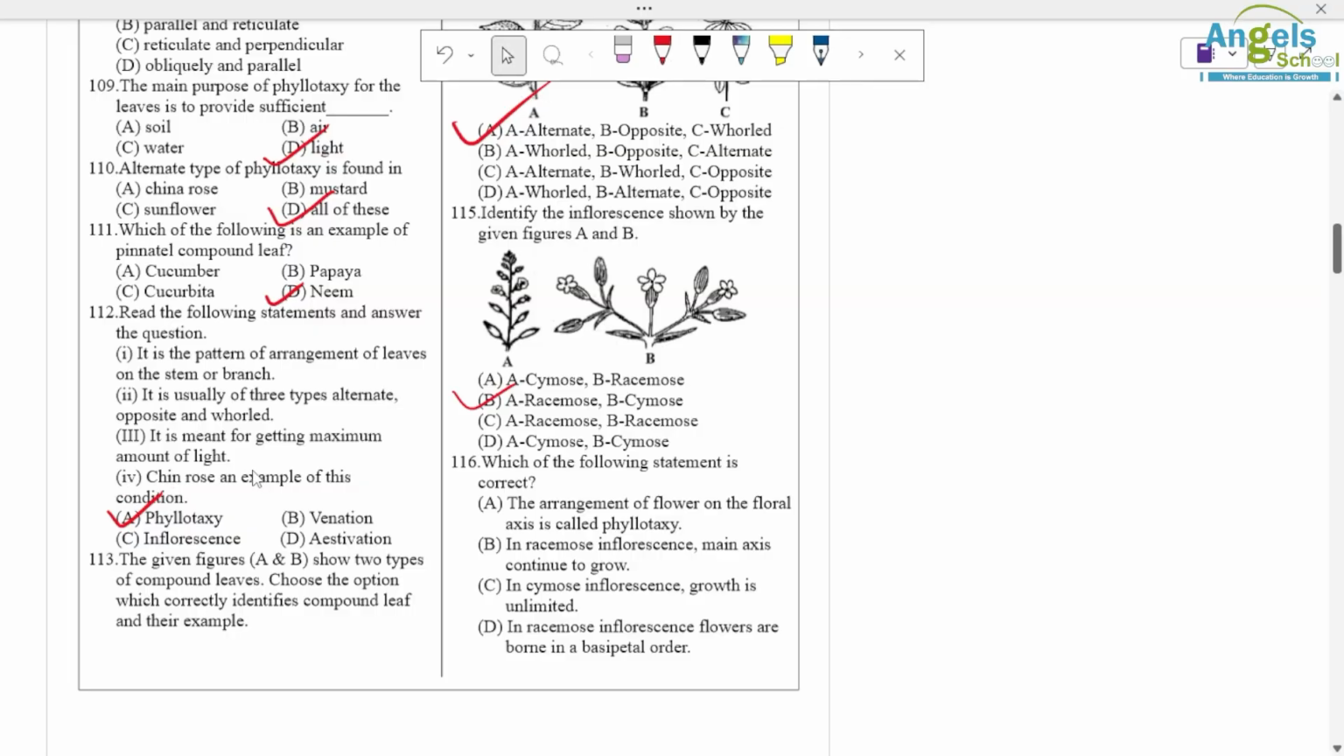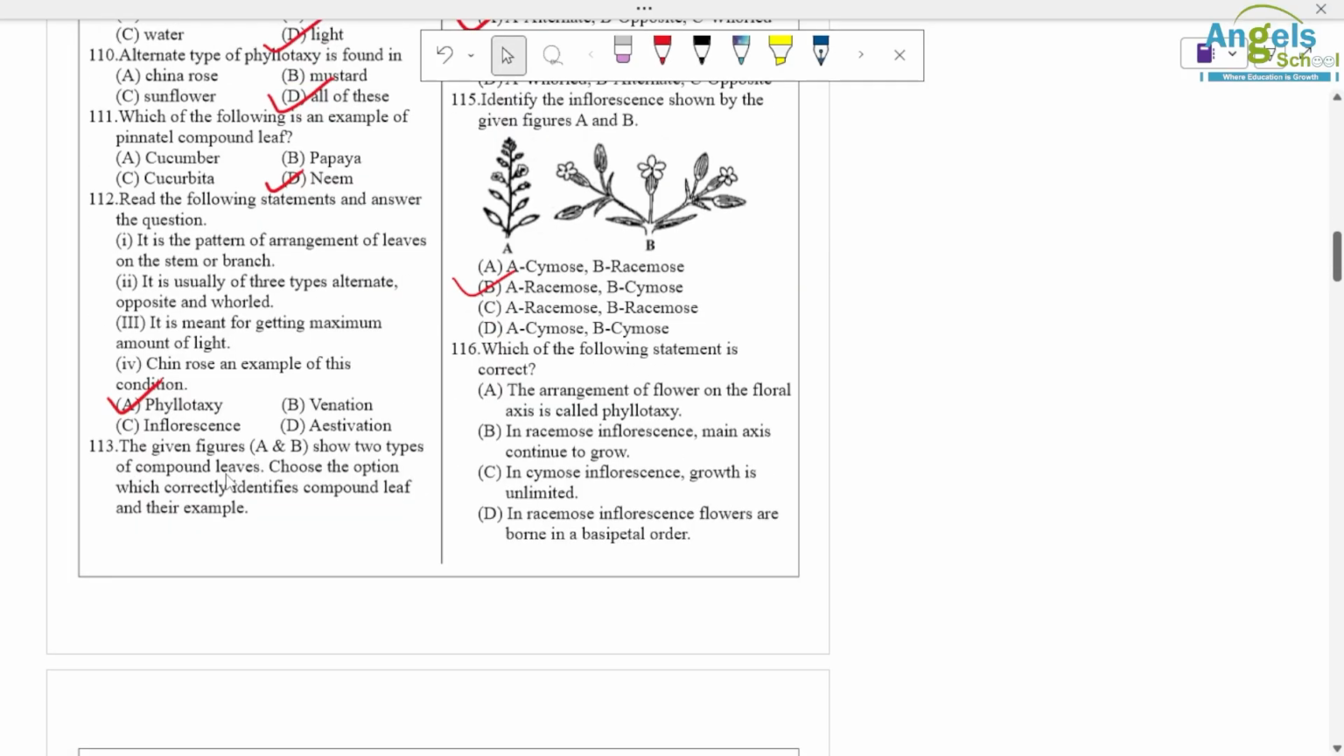Which of the following statement is correct? Arrangement of the leaf, flower on a floral axis is called phyllotaxy. Wrong statement. And it is called inflorescence. Or arrangement of leaf is called phyllotaxy. In racemose inflorescence, main axis continuously grows. It is a correct statement and answer also. Cymose growth is unlimited. Wrong option. एंड बेसिपेटल ऑर्डर में नहीं होगा, एक्रिपेटल ऑर्डर में होगा.